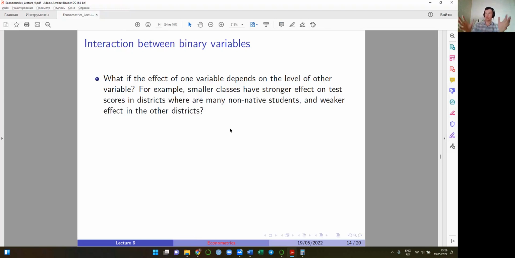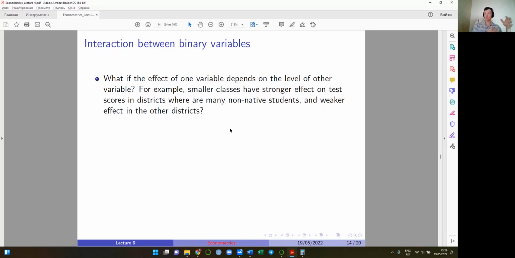If there are a lot of non-native English speakers, then probably a reduction in class size will get us a larger effect on the test score compared to the districts where the number of non-native English speakers is small or even zero.